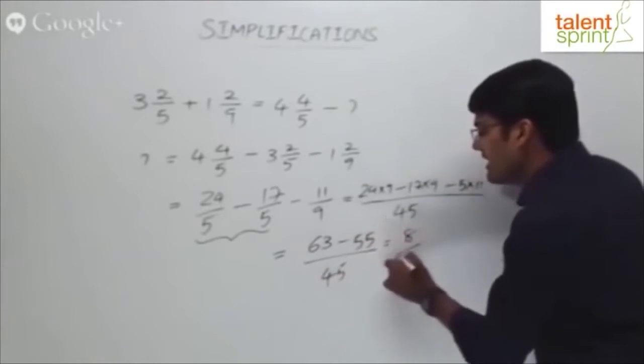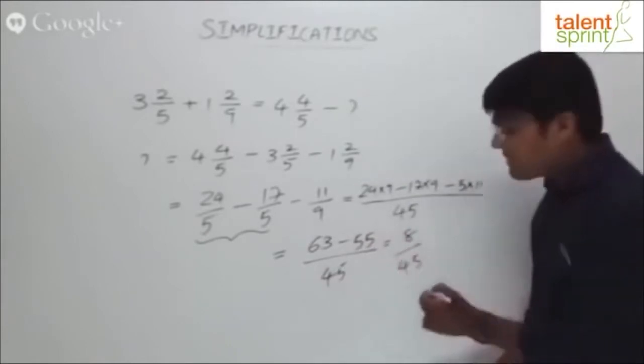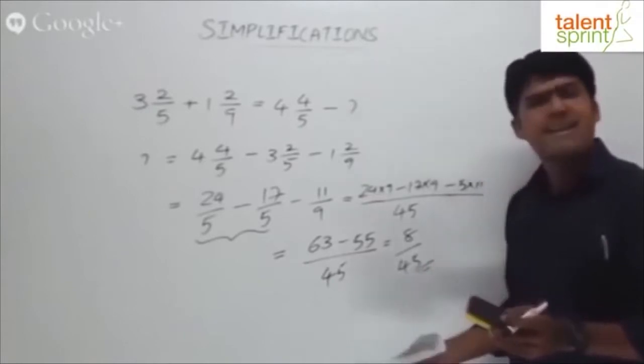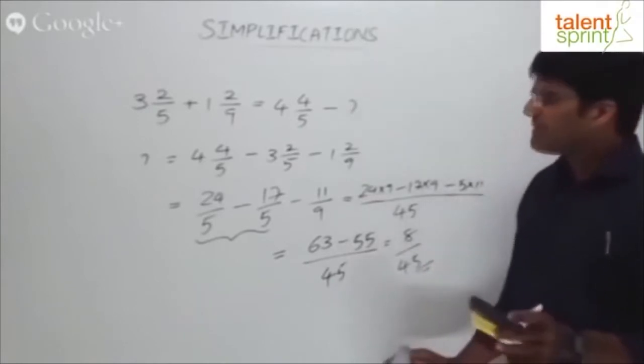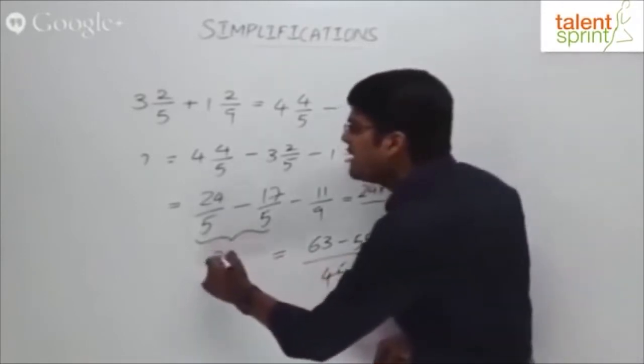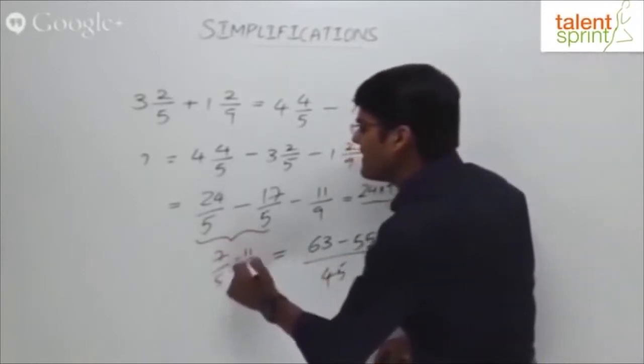So this will be equal to 8 by 45. That's your answer, 8 by 45, which I believe is option number 1 as per the given options. Right? 8 by 45 is the correct answer. But friends, this actually is a lengthy procedure. Even though you take directly here, it has 7 by 5 minus 11 by 9.